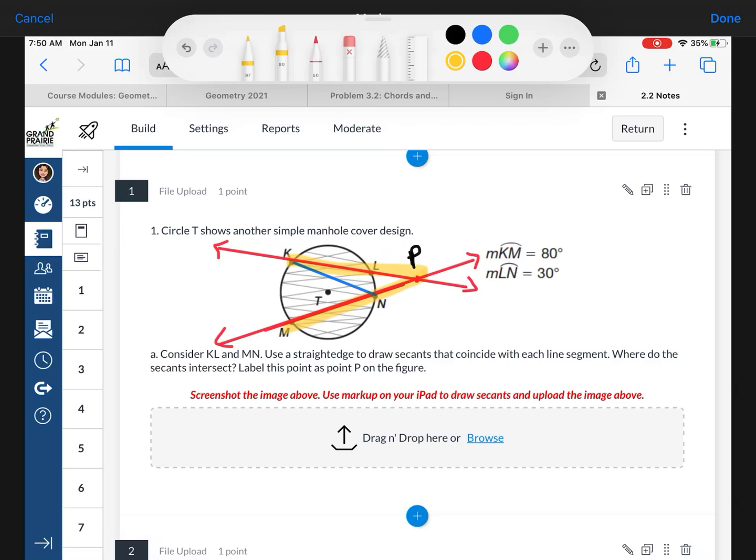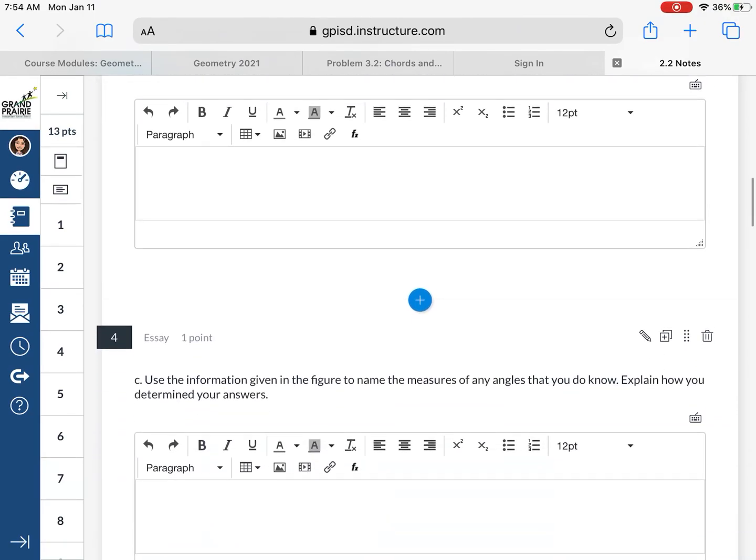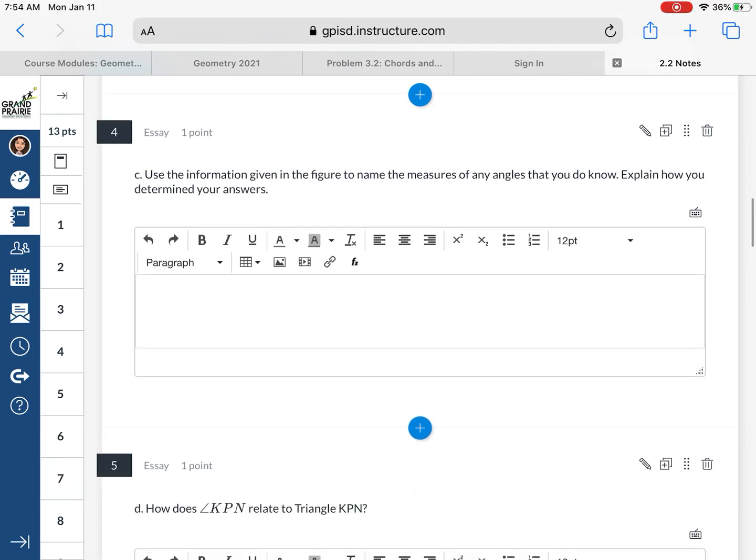Well, we know that the arc KM is 80 degrees. If this was an inscribed angle, that means the vertex would have to be on the circle, I would have been able to find the angle, but since they intersect outside the circle, we have no way at this point of knowing how to find the measure of that angle. So take a quick pause and type in, we do not have enough information. So let's see if we can figure out a different way of finding the measure of that angle.